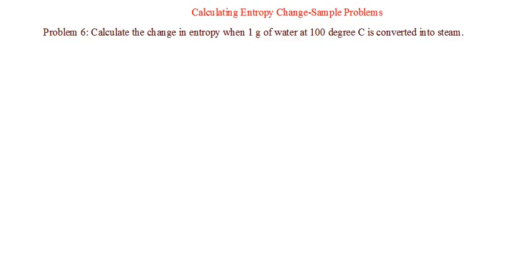See, always on verifying what we are doing, I'm trying to give you a systematic understanding of how to do problems step by step. That's my purpose. Now let's check it. Calculate the change in entropy when 1 gram of water at 100 degrees Celsius is converted into steam. 1 gram of water at 100 degrees Celsius is converted into steam, right?